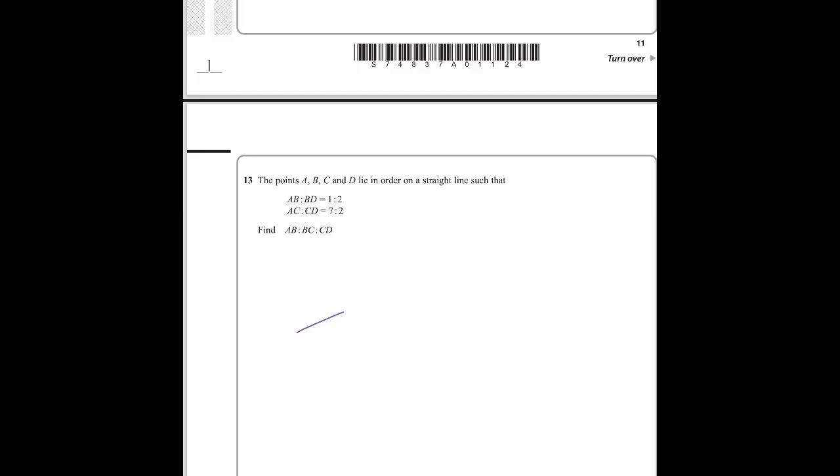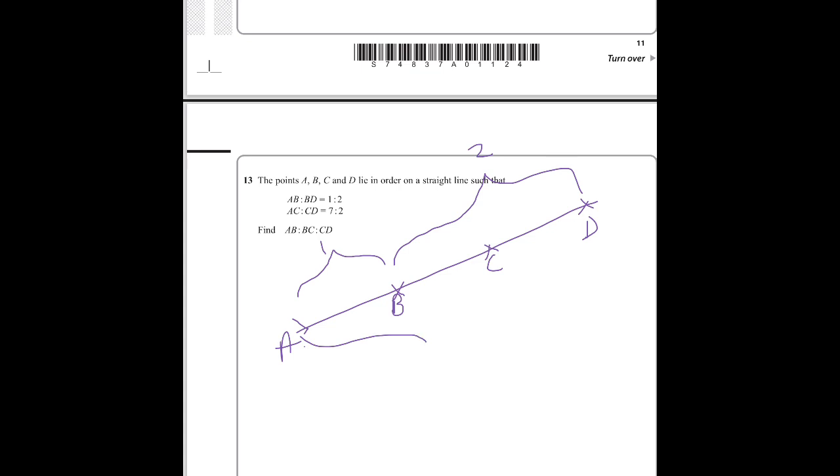Okay, I'm going to just do a sketch of the line A, B, C, and D. Imagine they're not equally distant apart, that's just my sketch. From A to B, that's 1 part, and from B to D, it's 2 parts. Now from A to C, it's 7 parts, and from C to D, that's 2 parts.